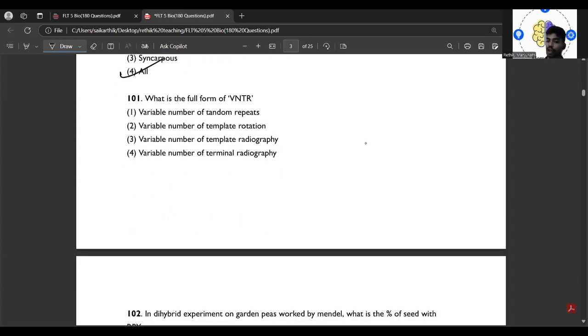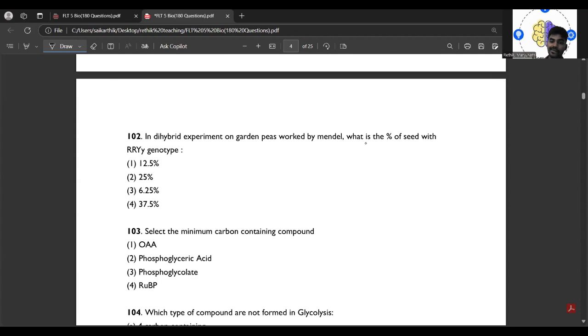Then coming to the 101 question. What is the full form of VNTR? A direct thing. Variable number of random repeats. Correct. So it actually refers to the location of the genome where a shorter sequence of DNA is repeated multiple times. Correct.